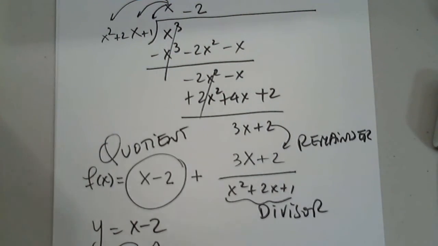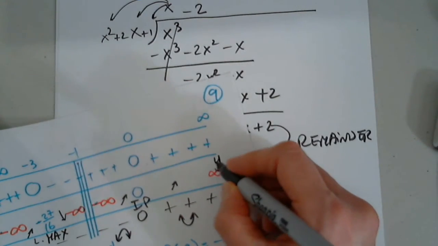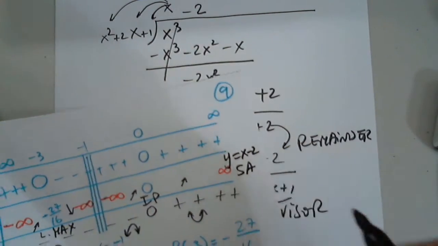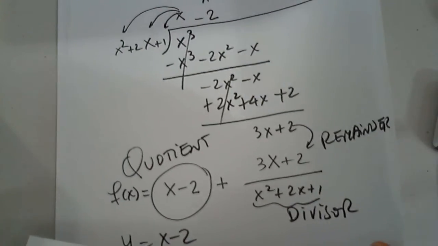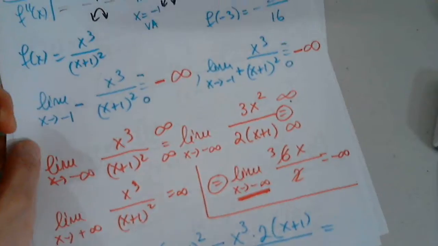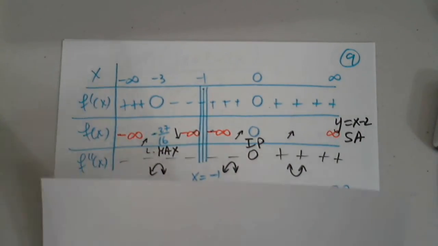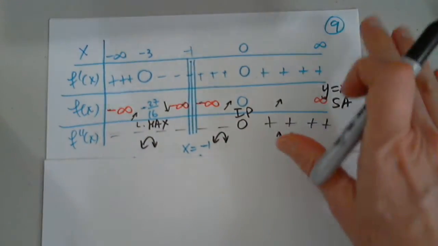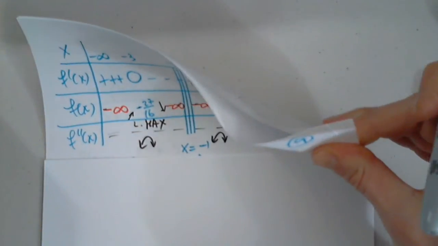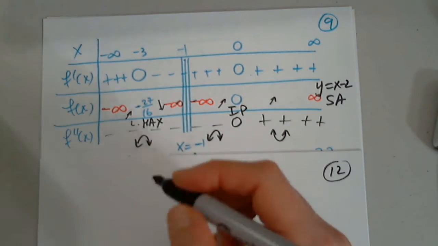So on the table, the only adjustment I have to make is y equals x minus 2, slant asymptote. I don't need anything else. Just my table. Nothing else matters. Okay, I think I'm on 12. Yep. Good.